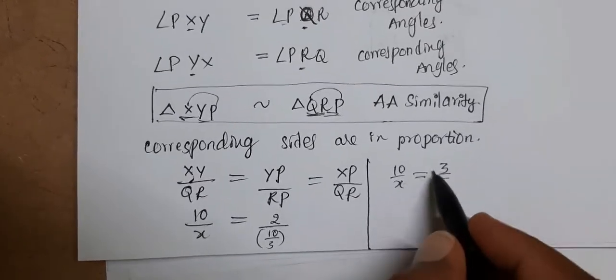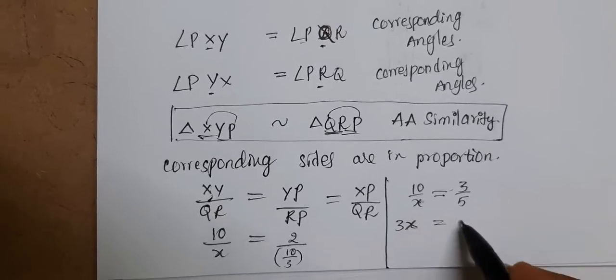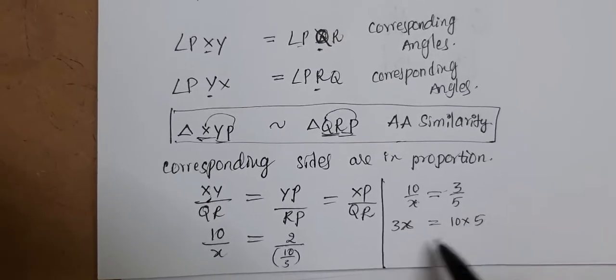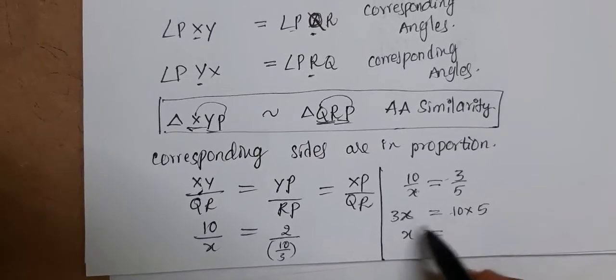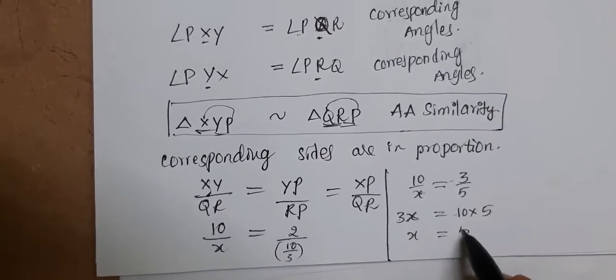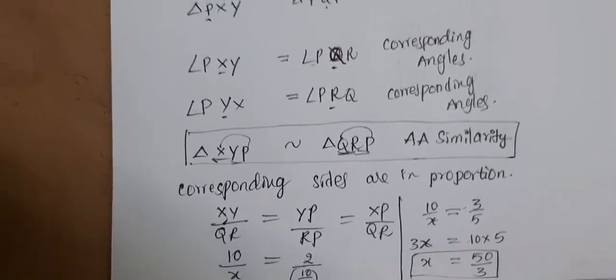So go to the cross multiplication method. So 3 into x equals 10 into 5. Now is there any cancellation? There is no possibility to cancel. 10 fives are 50 by 3. This is the x value.